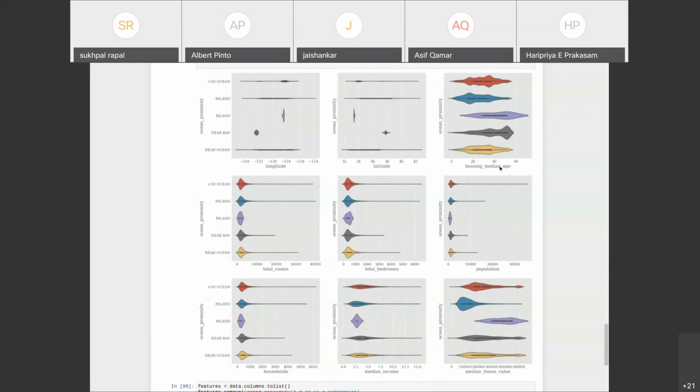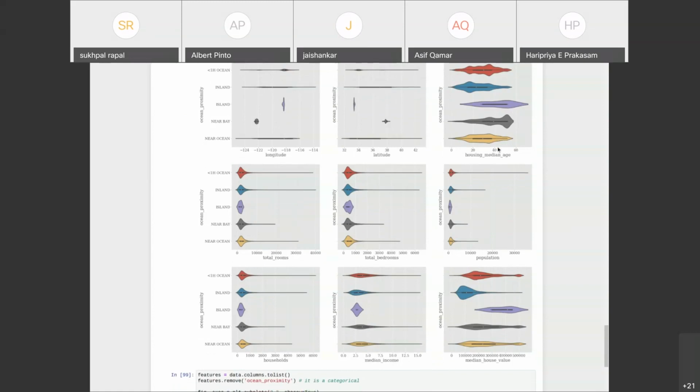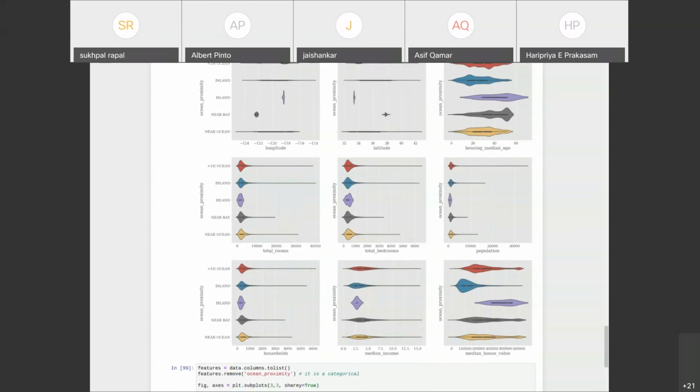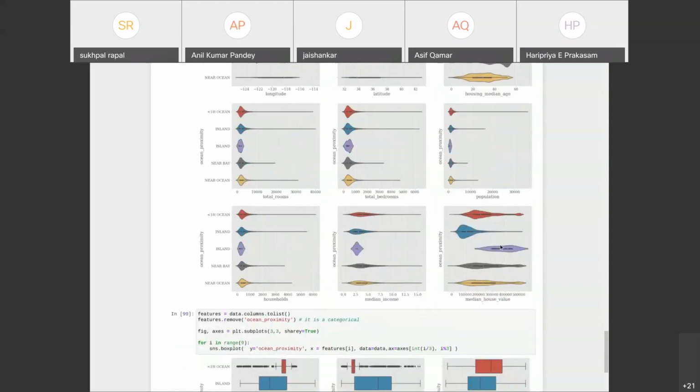So if you're looking at median age of the house, from this, you can pretty much see that houses that are near the ocean tend not to be more than 50 years old. But houses on the island can be 60, 70 years old. So can anybody name the island in California? Catalina Island. Yes, of course. Very good. So there we go.